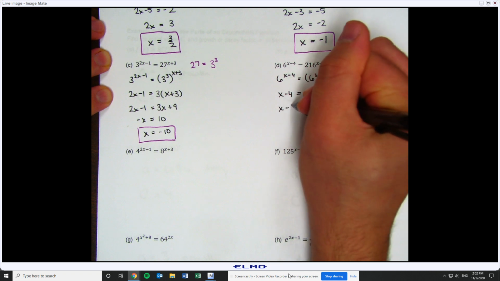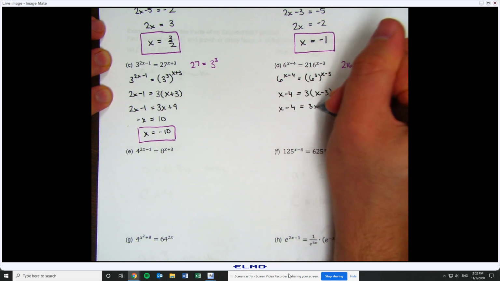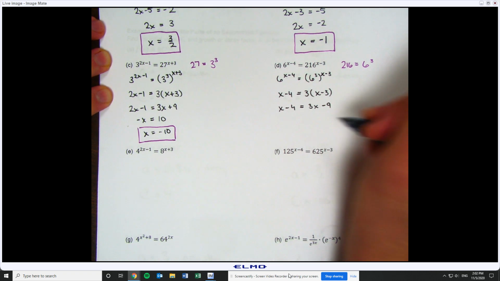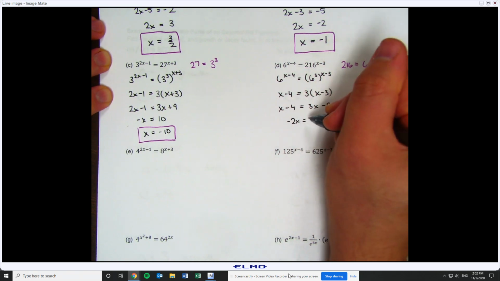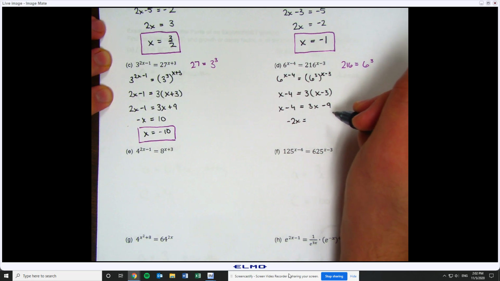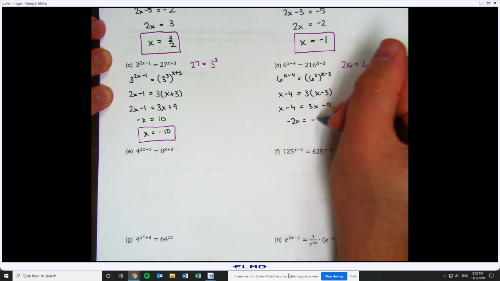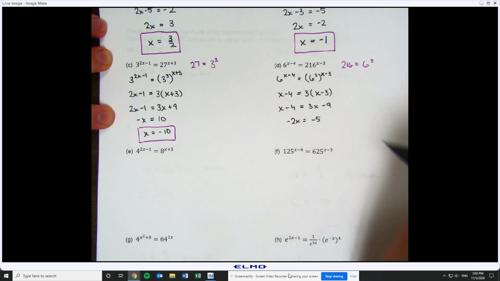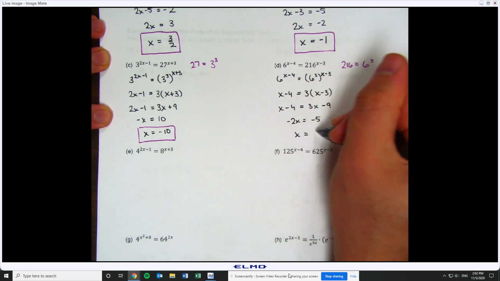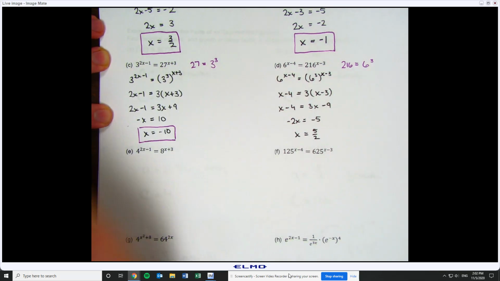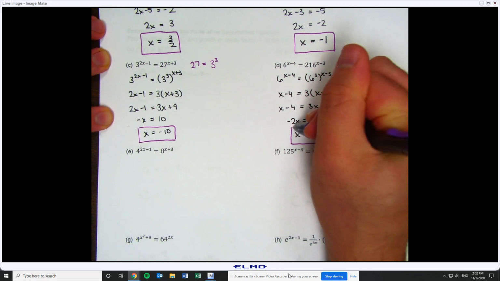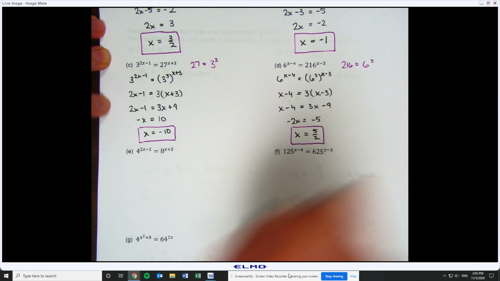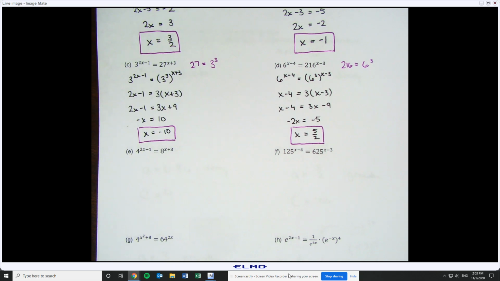Distributing, I have x minus 4 equals 3x minus 9. Move that over, that gives me negative 2x. Move that one over, that's going to give me negative 5. Divide, and we get x equals 5 over 2. That's it. That's how you do it.